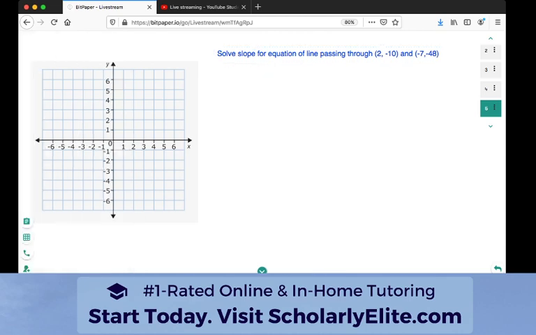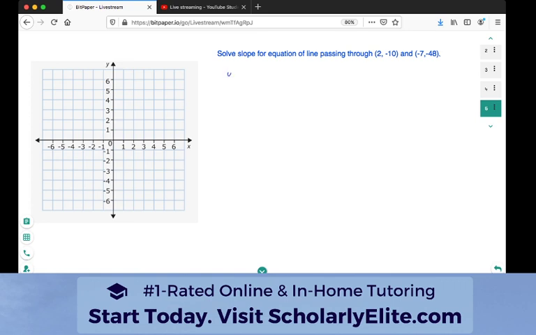We just learned about the slope formula, and what we need to do now is apply that slope formula to the problem that we are solving here. So the question says, solve the slope for the equation of line passing through (2, -10) and (7, -48). Basically what this is saying is that these are 2 points that exist on the line they're asking us to solve. So easy peasy, we can definitely solve for that.